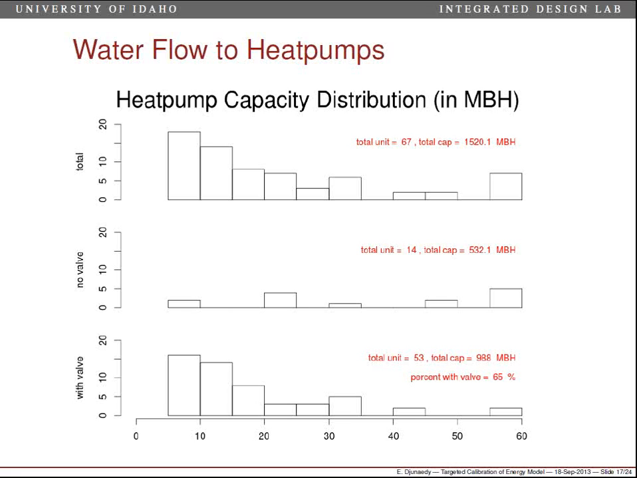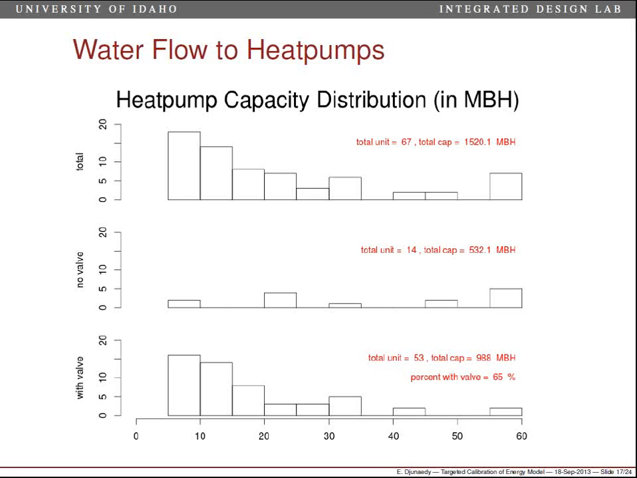And with that, I come back to the discussion of the isolation valve on the heat pump. This is the actual count of heat pumps. There are 67 heat pumps in the building. 14 have no valve, and about 53 have a valve. In terms of capacity, about 65% of the total capacity has a valve.